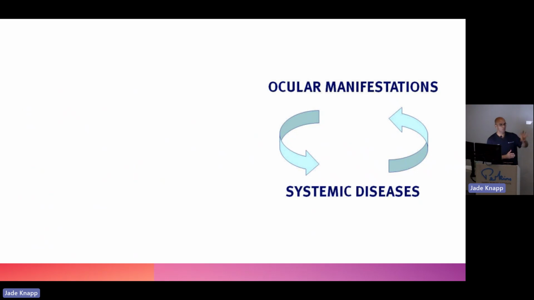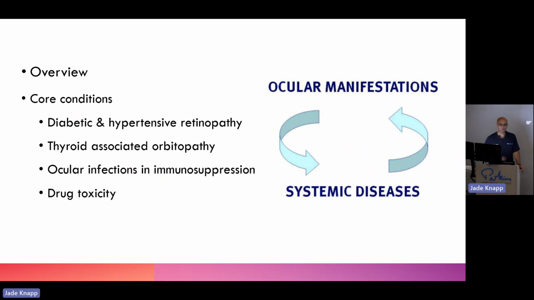So systemic diseases can cause eye signs, and someone presenting with an eye sign or a visual problem might have an underlying systemic disease. So it's a two-way road, okay? What we'll do today, I'll give you a brief overview, then we'll talk about the conditions that I want you to know about, and then we'll have a little summary at the end.